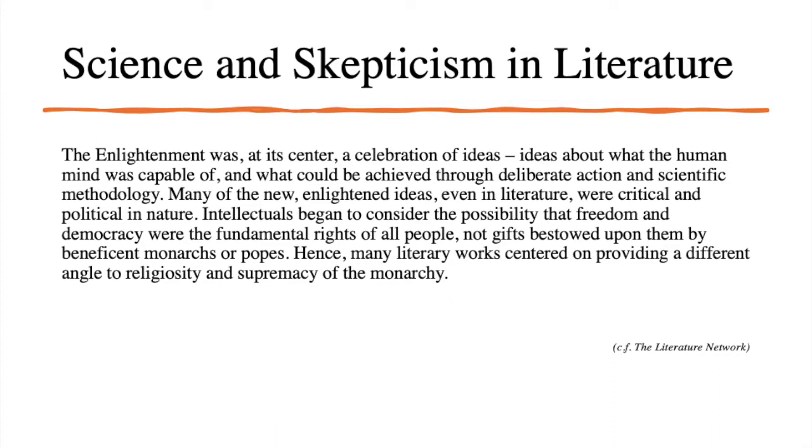The Enlightenment was, at its center, a celebration of ideas about what the human mind was capable of and what could be achieved through deliberate action and scientific methodology. Many of the new enlightened ideas, even in literature, were critical and political in nature, and intellectuals began to consider the possibility that freedom and democracy were the fundamental rights of all people, not gifts bestowed upon them by beneficent monarchs or popes. Hence, many literary works centered on providing a different angle to religiosity and supremacy of the monarchy.